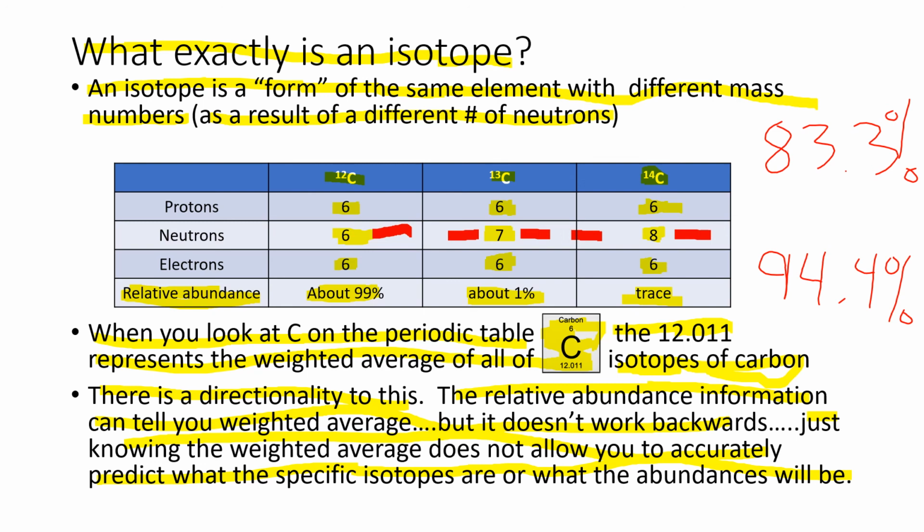That same directionality that you're familiar with in your grades is working here for the isotopes, which are like the individual assignments, individual quizzes, exams. And then what you're looking at on the periodic table is that final weighted average.